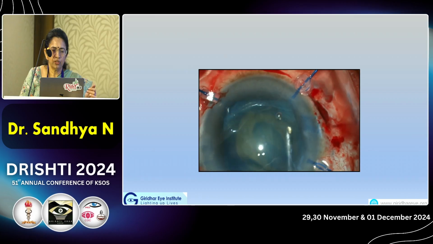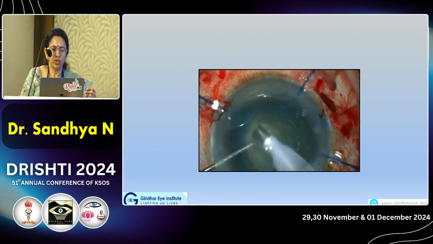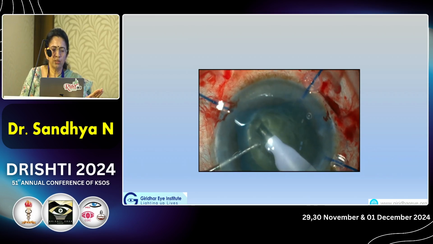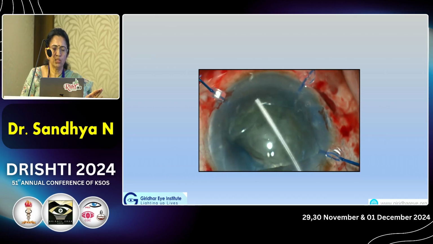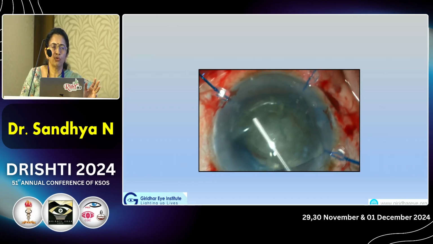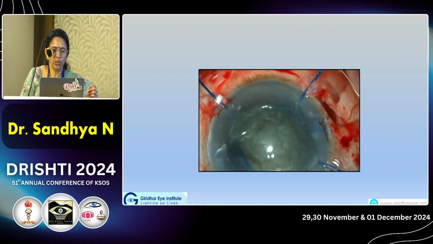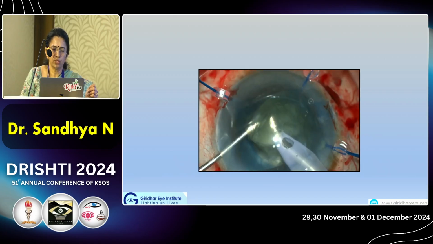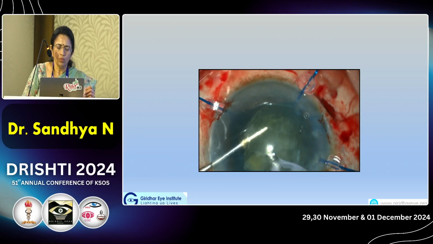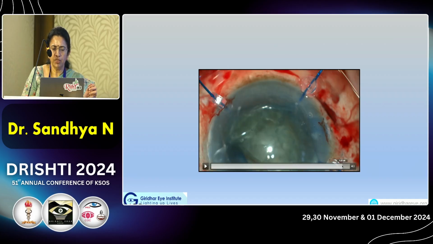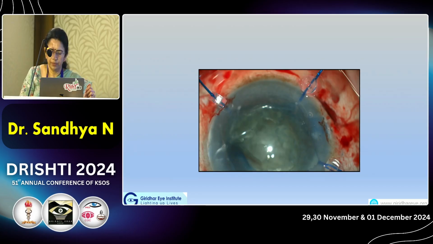After hydrodissection, the nucleus was divided into multiple pieces and then emulsified. It is important to maintain chamber stability and avoid chamber fluctuation to reduce the risk of choroidal effusion, as told earlier. The endothelium was protected with a dispersive OVD and the nucleus was emulsified. And then after placing the intraocular lens, the iris hooks were removed and the case was completed.